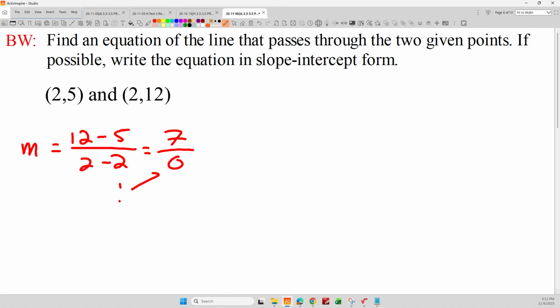Okay, what's that mean? It's going to be one of the weird lines, isn't it? Now think about this one. Dividing by 0 means that the slope is what? It's undefined. Now which line has an undefined slope? Vertical line, not a horizontal. What's the slope of a horizontal line? 0, yeah.